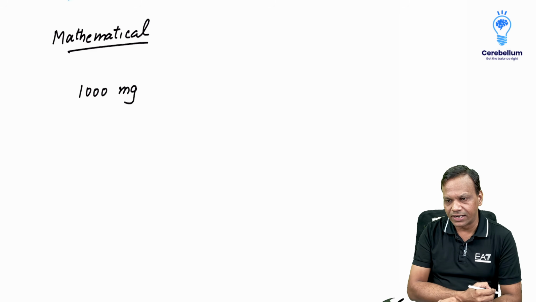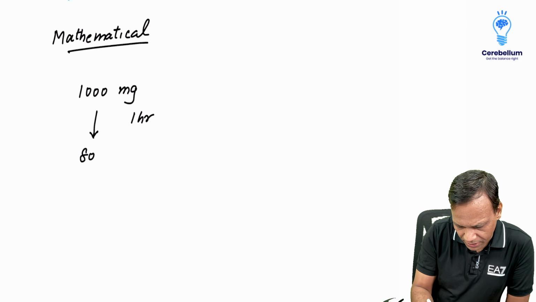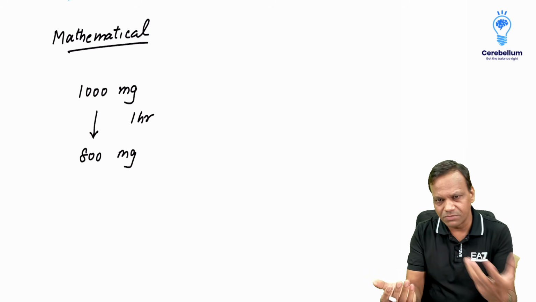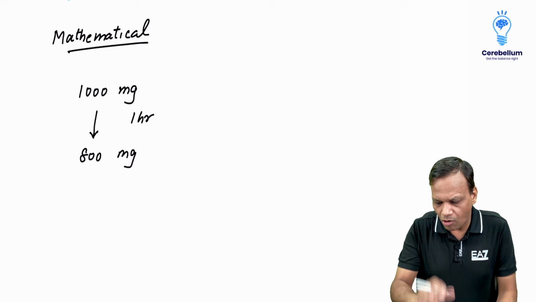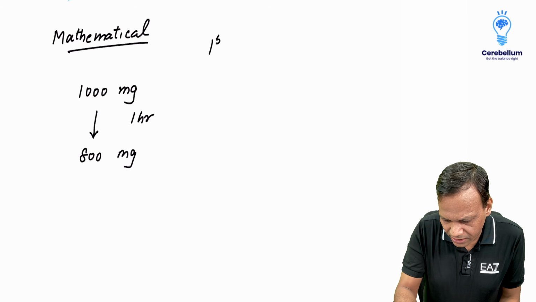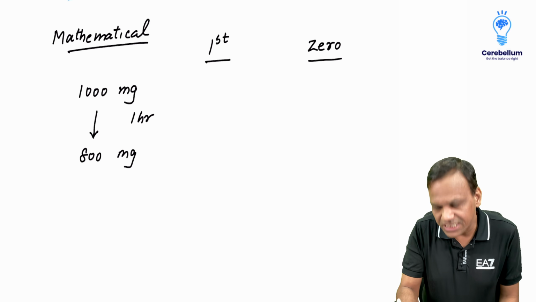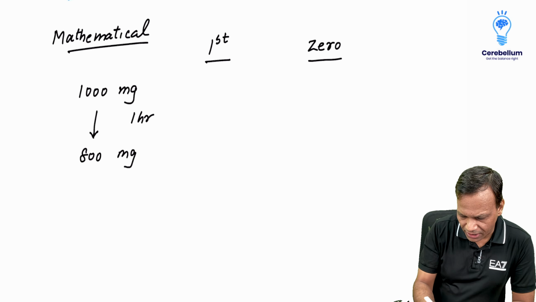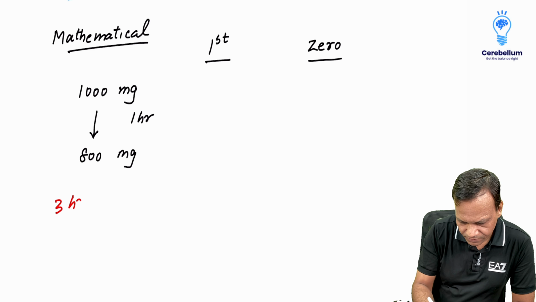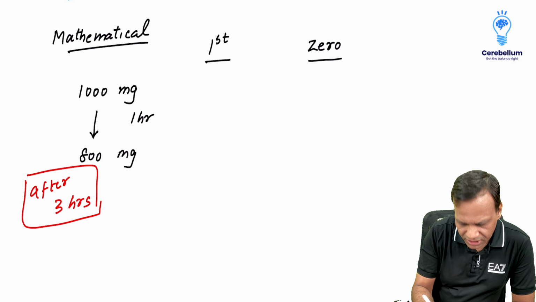Out of this, in 1 hour the drug remaining in the body becomes 800 milligram. Clear? Now, whether the drug is following first order or zero order will change the answer. The question is, how much drug will remain after 3 hours? After 3 hours, how much drug will remain in the body?